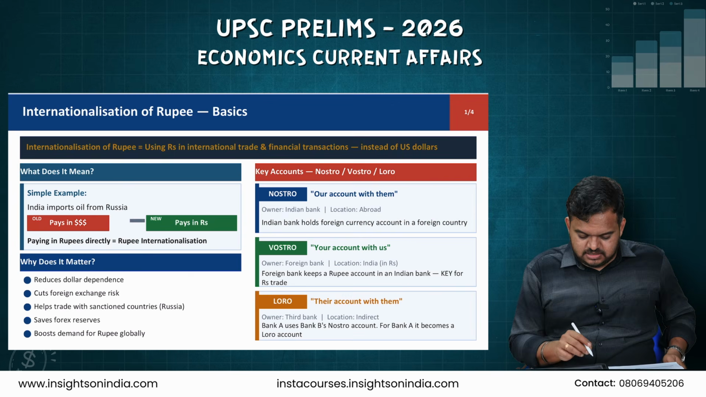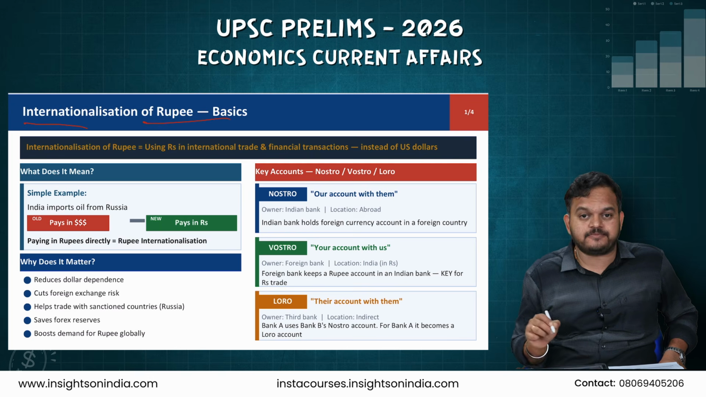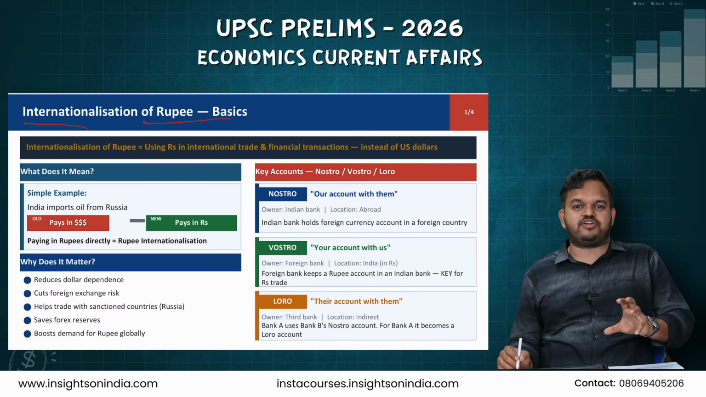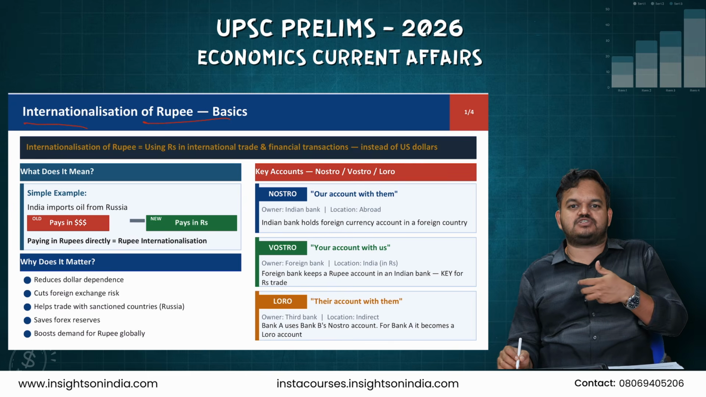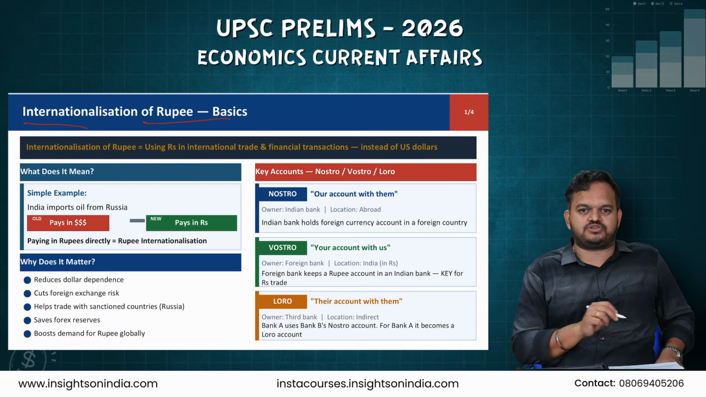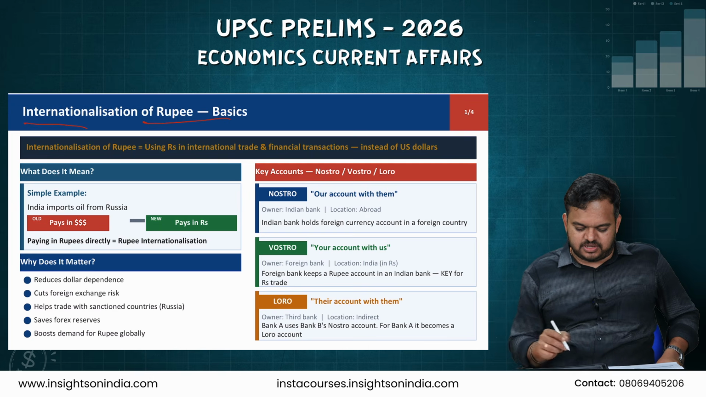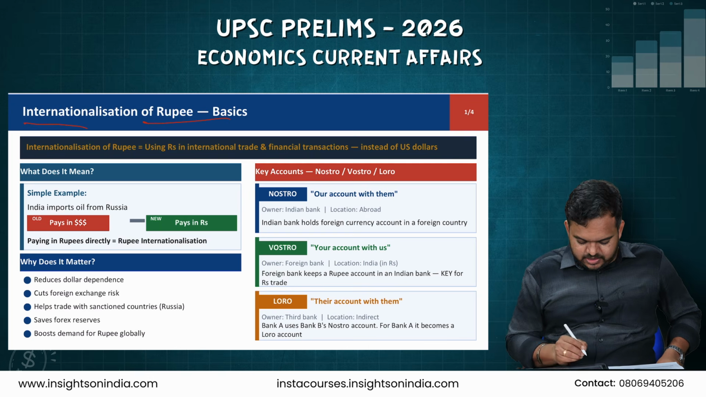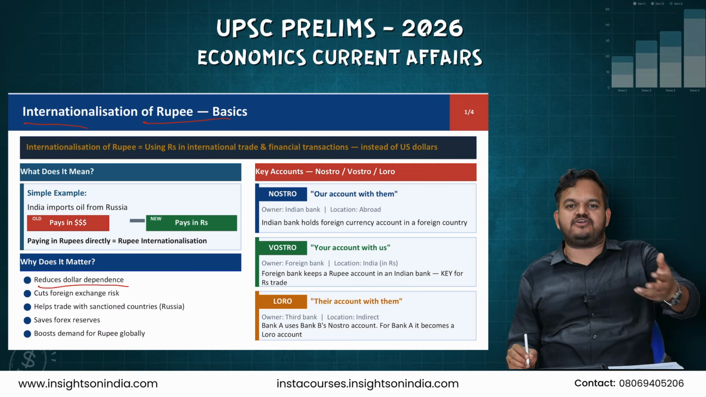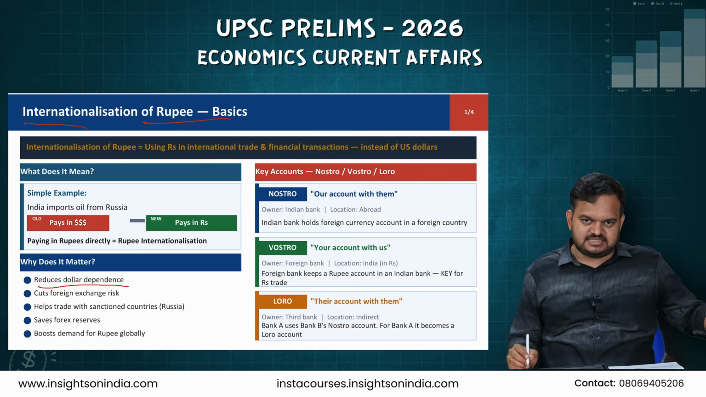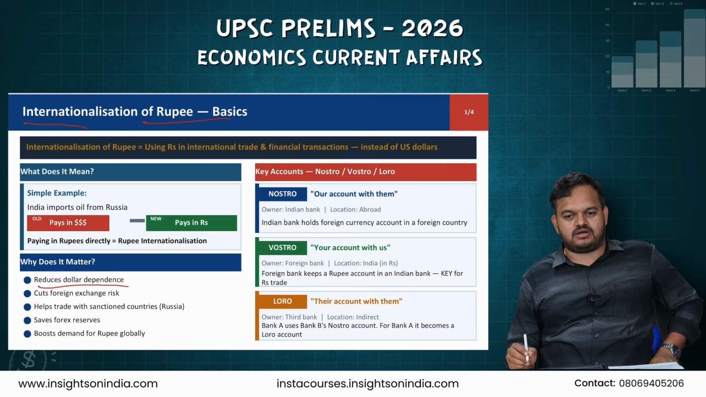So next, there is a huge discussion regarding internationalization of the rupee. We want to get away from the hegemony of the dollar. We want to keep our economy as sovereign as possible. What is the meaning of internationalization of the rupee? That means to reduce the dollar dependence, especially in our external trade as well as in our forex reserves.